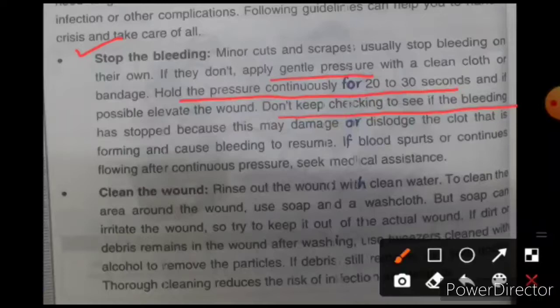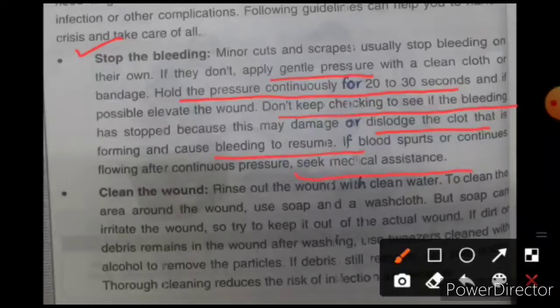So basically you are going to wait for 20 to 30 seconds first, and after that you can check whether the blood has stopped or not. ठीक है. Because if you keep on checking, it will dislodge the clot जो कि बन रहा होता है, वो आप उसको damage करेंगे और वो दोबारा से it will start bleeding. The bleeding to resume का मतलब है कि दोबारा से bleeding start हो जाएगी. If blood spurts or continues flowing after continuous pressure, seek medical assistance.